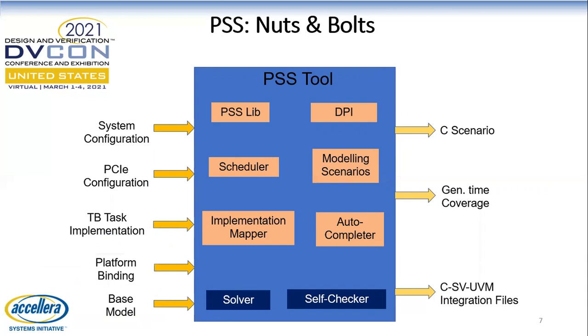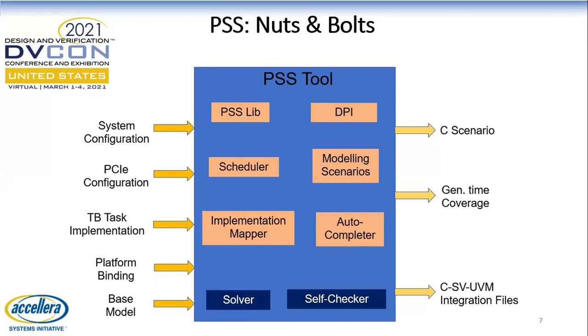I would like to talk about the PSS tool a little. PSS tool has PSS libraries, DPI. DPI is for C-SV interfacing the calls between those. It has scheduler. It has provision for modeling scenarios. It has implementation mapper. That is the SV code that lets the communication between generated C scenario and the existing SV-UVM test bench. PSS has autocompleter, solver, and self-checker. They were all already explained.